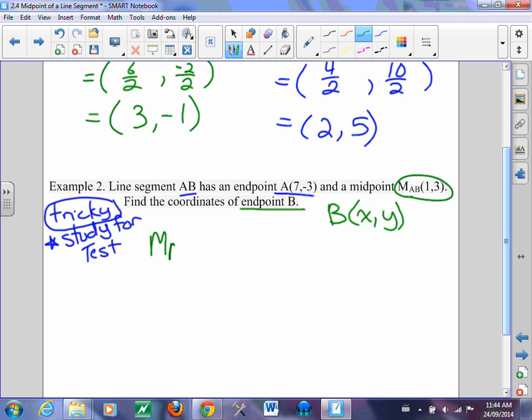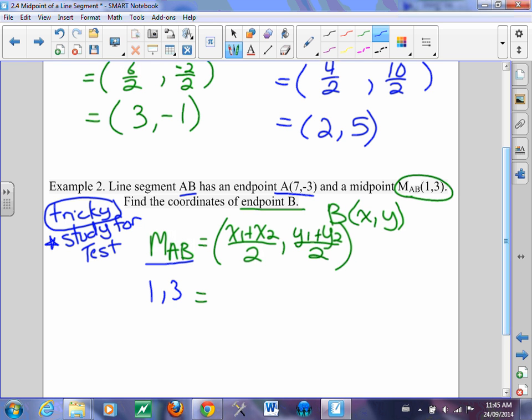We know that the general definition is the midpoint of AB, in this case, equals (x1 plus x2 divided by 2, and y1 plus y2 divided by 2). Let's sub in what we know. And this is what's strange. We actually know the midpoint value. And we know that it's (1, 3). So we're going to put that in on the left side.